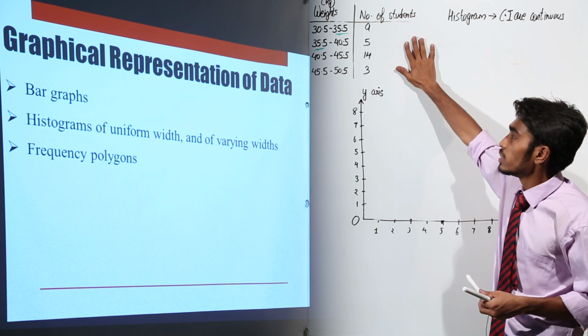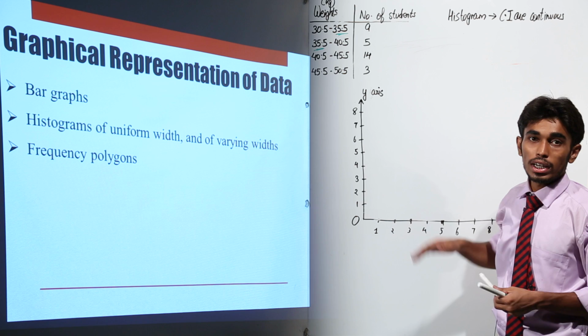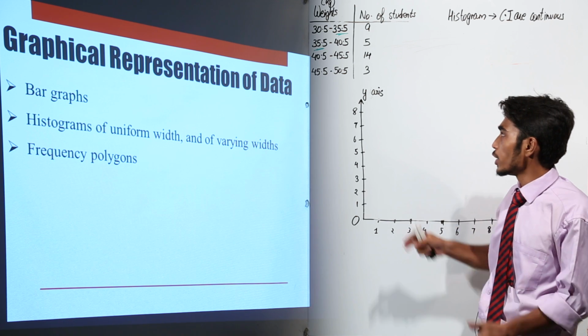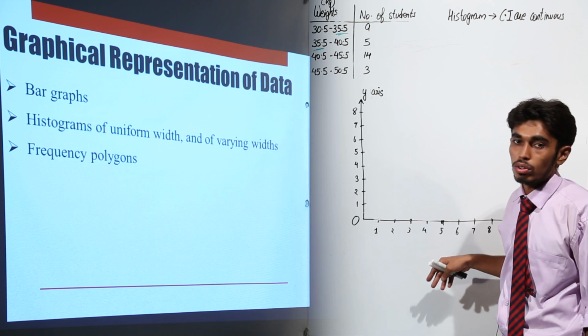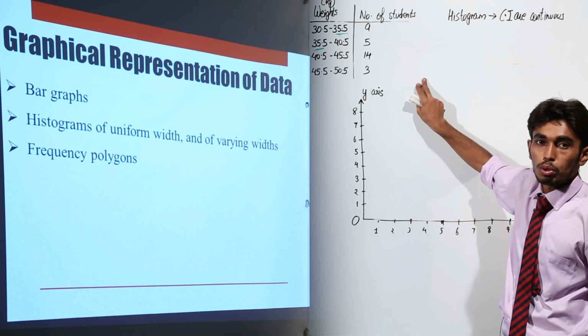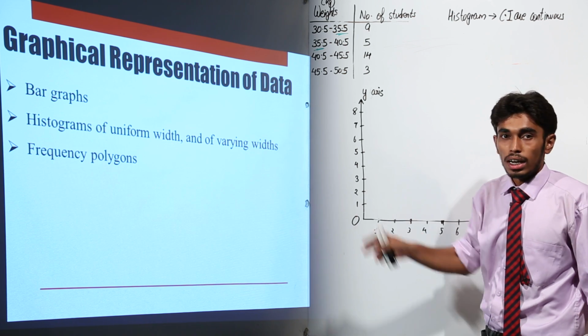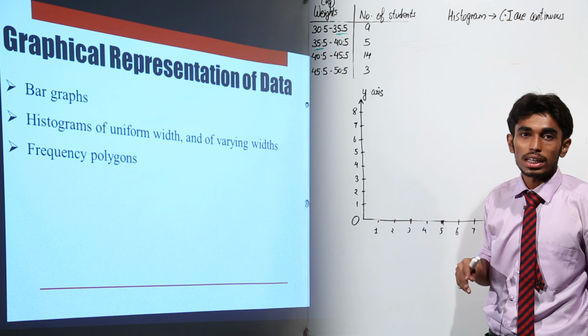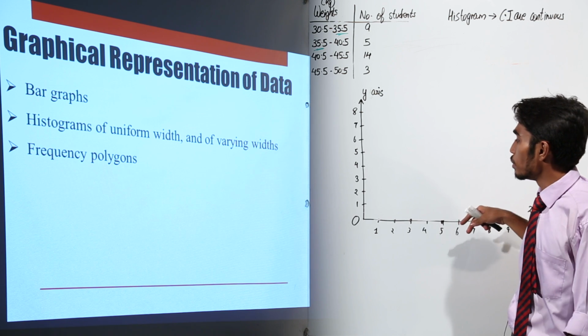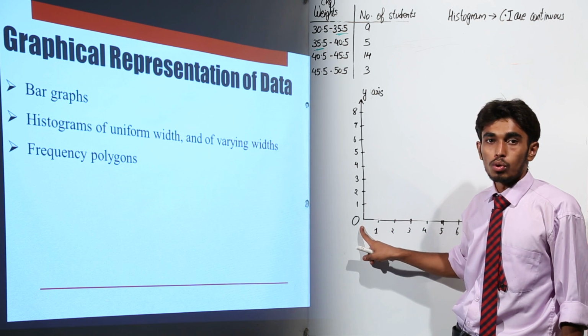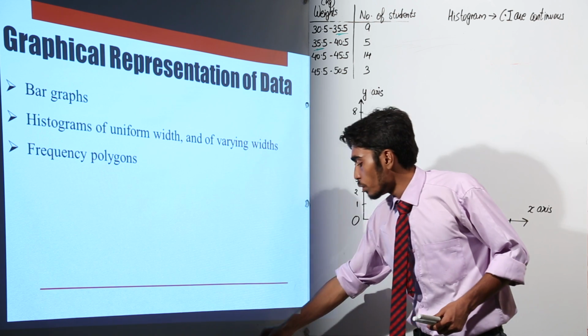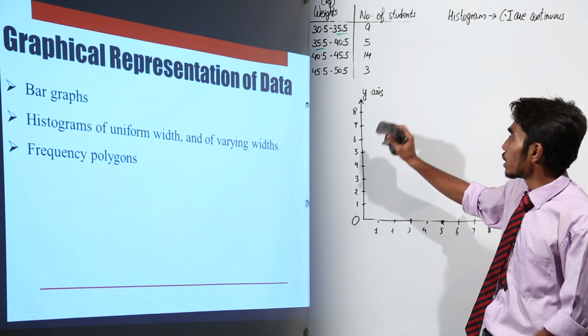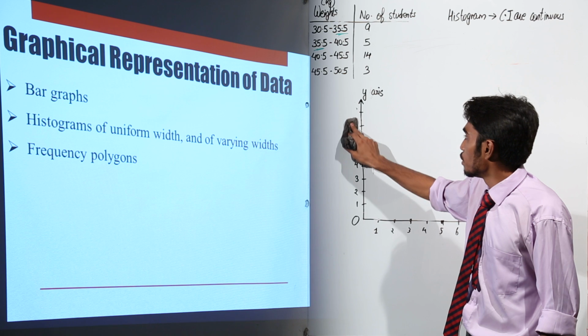We need to represent this data on the graph, right? So first of all, what I need to do is make a vertical axis and a horizontal axis, right? I'm going to call the vertical axis the y axis, and the horizontal axis the x axis, and where both the axes meet, I'll call that point O, right? So first of all, we need to make some points on the vertical as well as the horizontal axis, right? Let me rub these points.